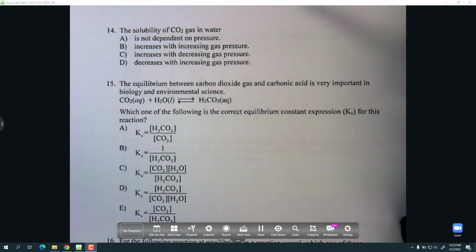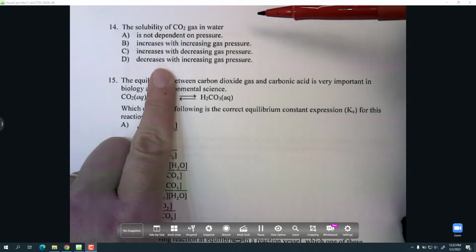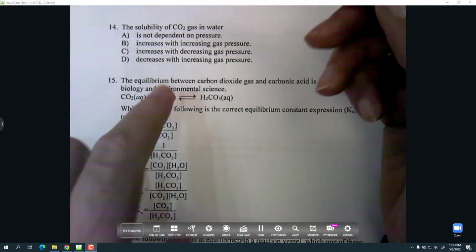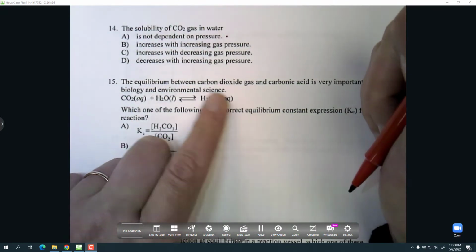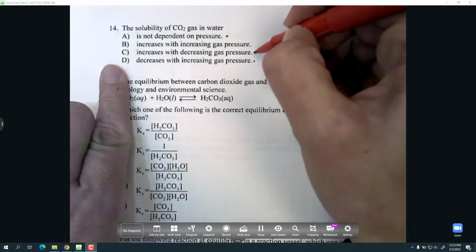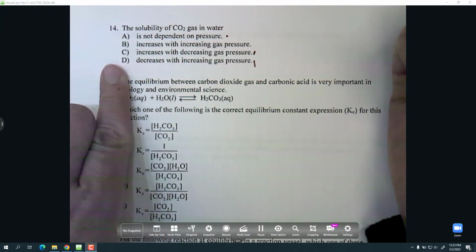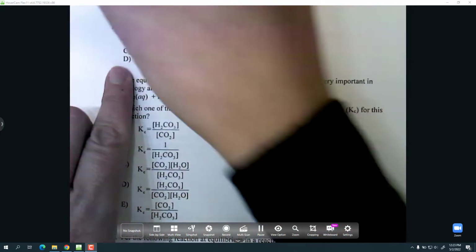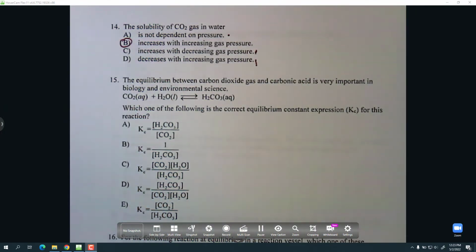But I know they should increase with increasing gas pressure. That one I do know. Also, I do think there should be a pressure dependence, so that doesn't make sense. And these are basically the same, right? Increases with decreasing gas pressure should be the same as decreases with increasing gas pressure. That just means they're opposite. So the only one that really makes sense is B, and that is the correct answer.